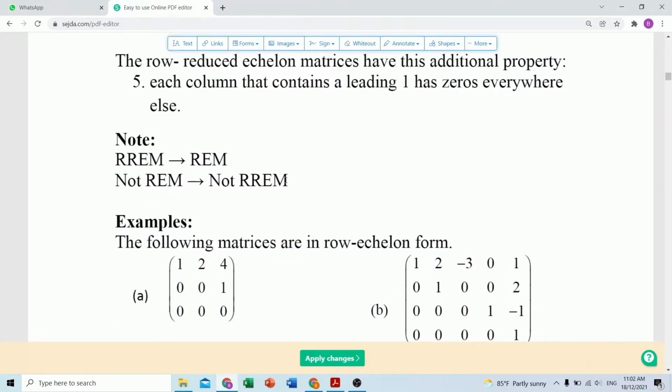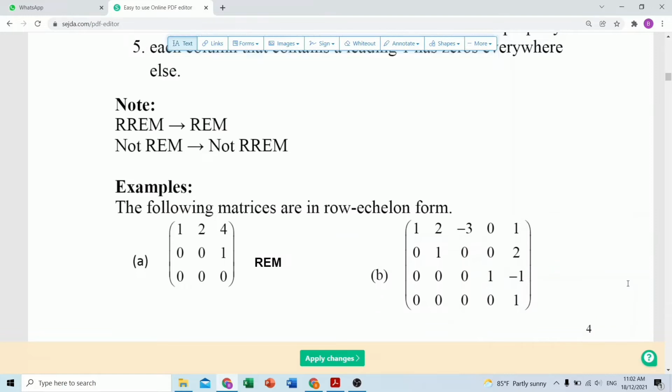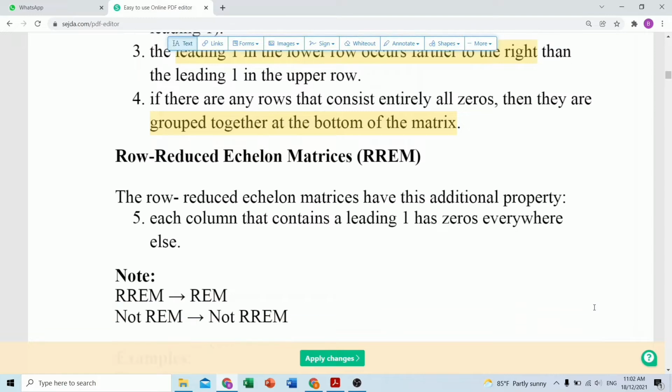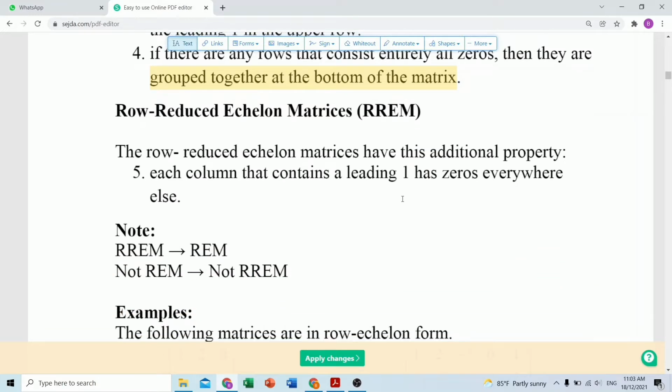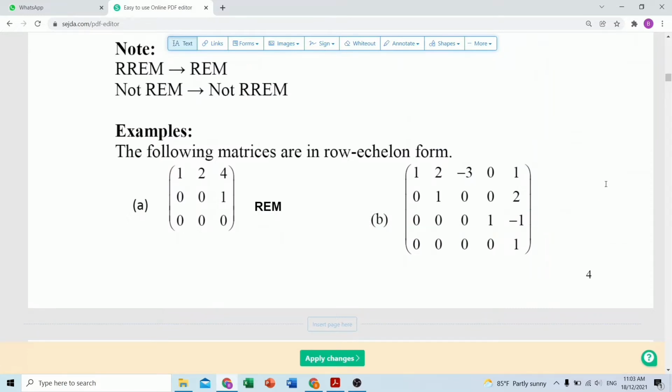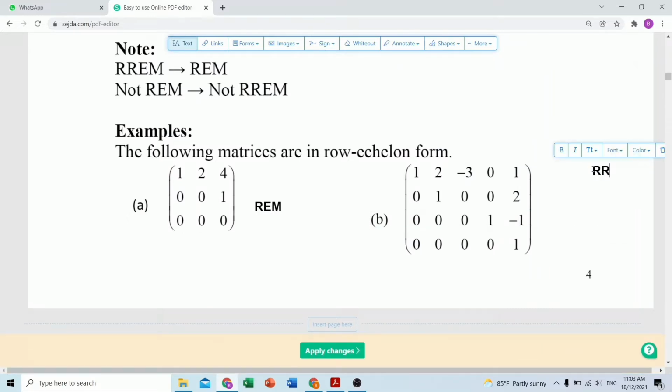Okay, so for A, as you can see, clearly this is a row-echelon matrix, because all the rows of zeros are grouped together at the bottom of the matrix. So this will be REM. While for B, as you can see, this follows the property of the row-reduced echelon matrix, which has each column that contains a leading one with 0 everywhere else. So this will be RREM.